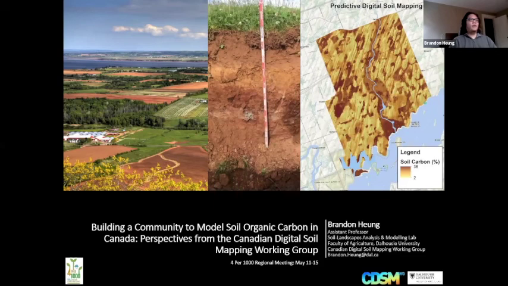And today I'll be focusing on the role of the working group in modeling and monitoring carbon, where the Canadian scientific community fits within the larger international initiatives, and really focusing on some of the key challenges related to these activities. But of course, much of this is based off my own observations and perspectives and where I think things are going.